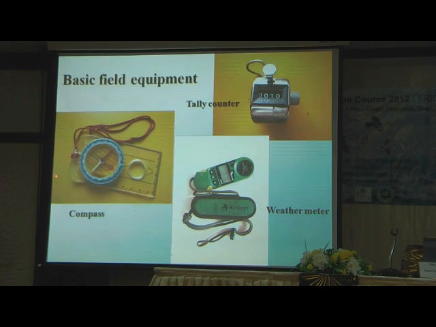Compass, simple one, yeah, simple and cheap one. Weather meter, this is quite a basic one that only reads wind speed and temperature. You can have a more sophisticated one that also gives you the atmospheric pressure. But as I said, if you want to start, you just start simple.